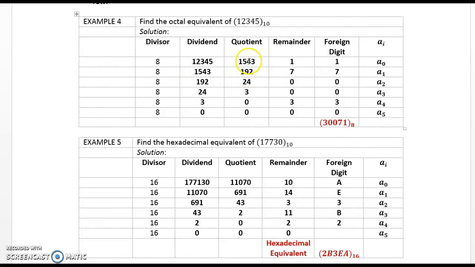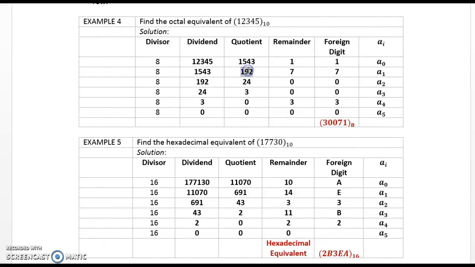Then I copy the 1545 down to the next row and put it in the dividend column, and I perform the next division. 192 is the integer quotient of 1543 divided by 8, and the remainder is 7. The foreign digit is 7.